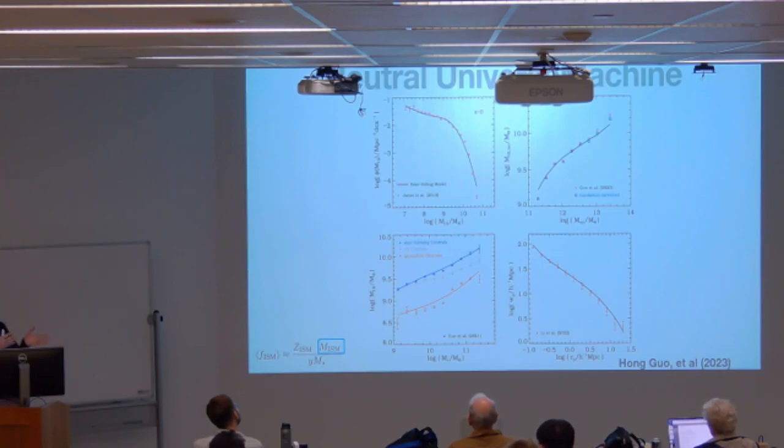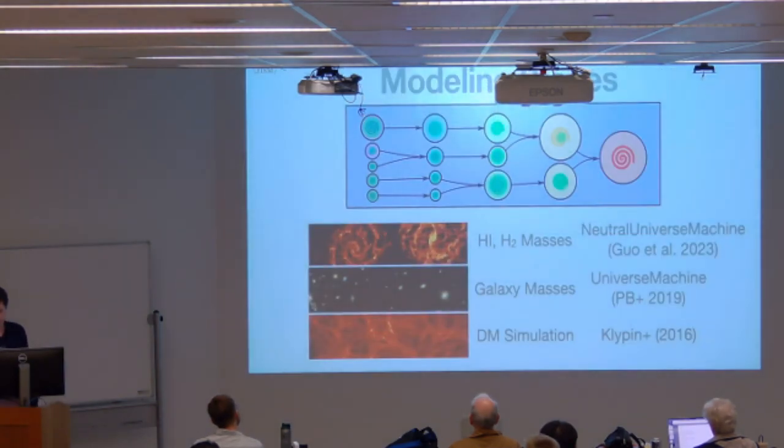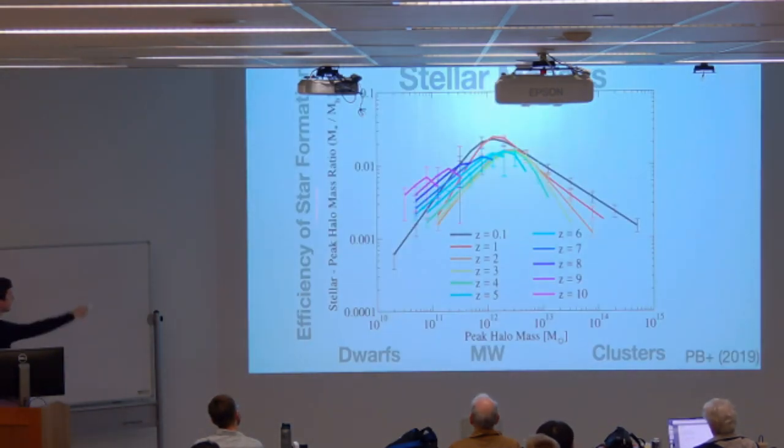Where is the information about the relationship between H1 or H2 mass and halo mass coming from? Well, in many cases, you can measure as a function of galaxy mass what the H1 or the H2 mass is doing. Again, that's directly from observation. And then the stellar to halo mass ratio from the UniverseMachine is telling you how that H1 or H2 mass then relates back to halo mass.